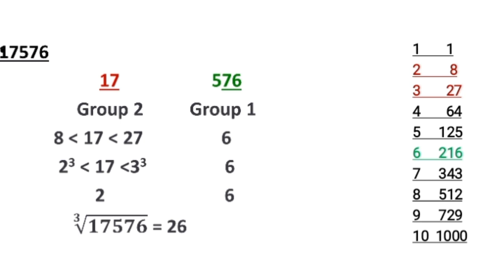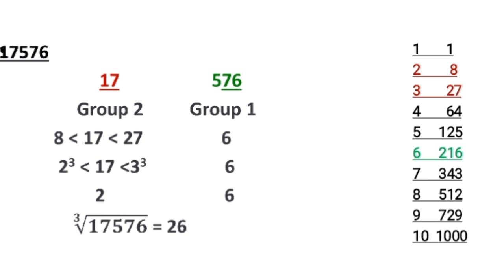And now note this second group. 17. So where does 17 lie between? So 17 lies between 8 and 27. So see I wrote 8 is less than 17, 17 is less than 27. And I know 8 is the cube of 2 and 27 is the cube of 3. So see, 2 cube is less than 17 and 17 is less than 3 cube. So as I said, we will be taking the previous number.